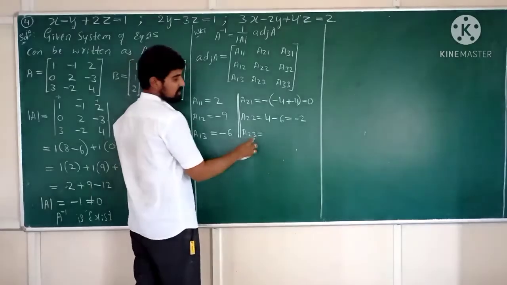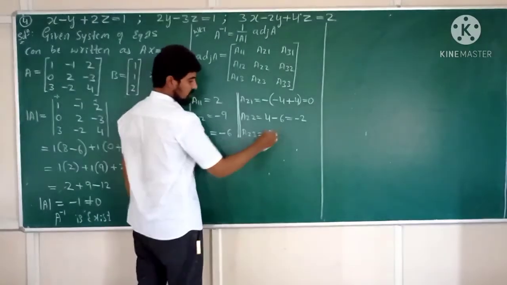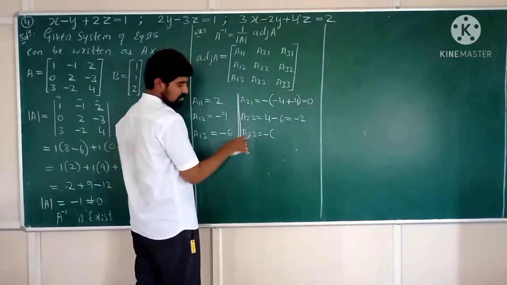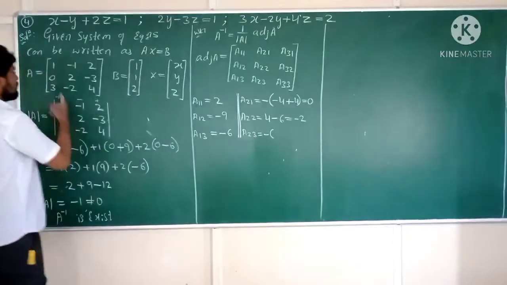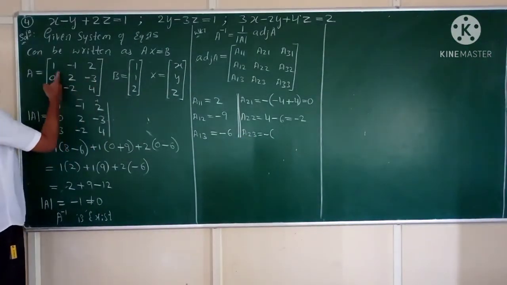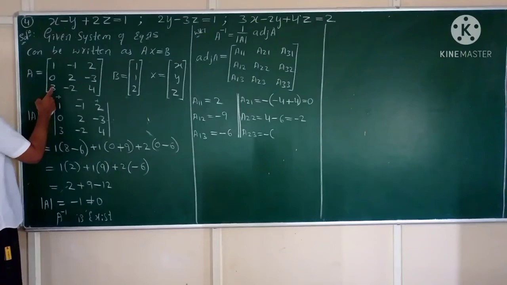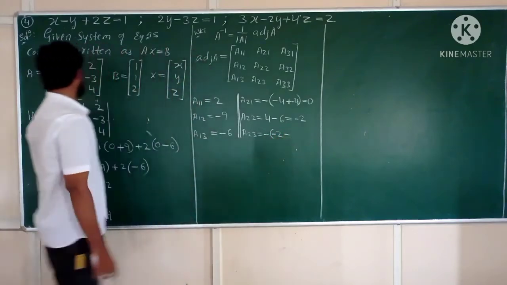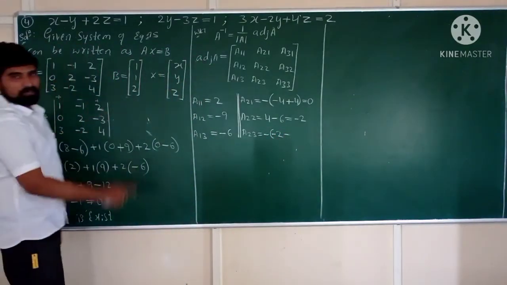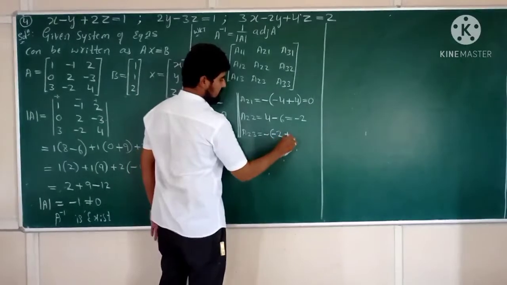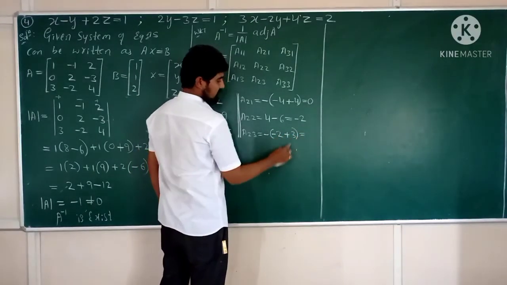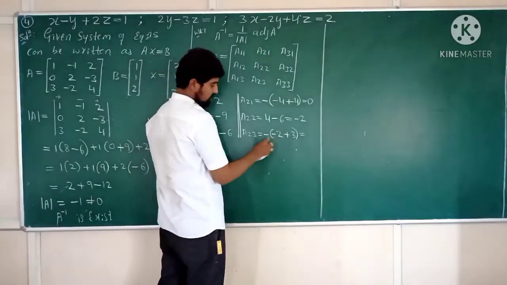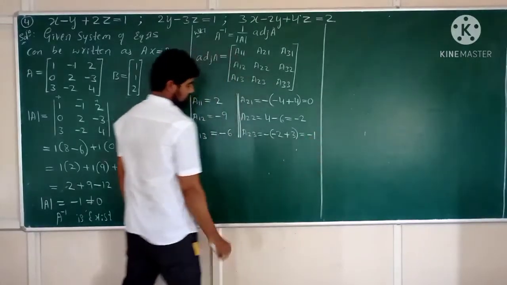And now A23. 2 plus 3 is odd, we need to multiply by minus, and it is obtained by deleting the second row, third column. After deleting this, the remaining elements are 1, -1, 3, -2. 1 into -2 is -2, minus 3 into -1 is -3, minus into minus is plus 3, which is equal to 3 minus 2, which is 1. 1 into minus is -1.